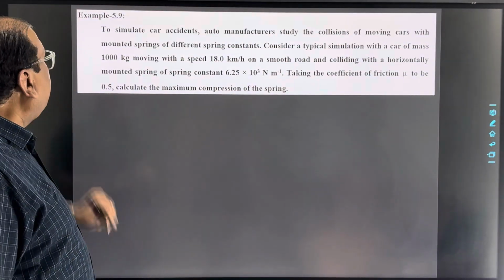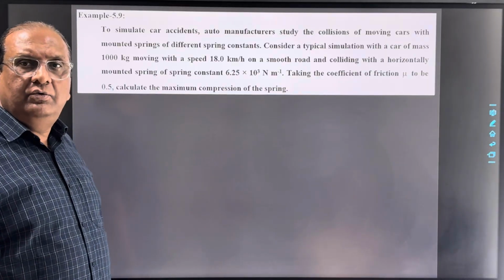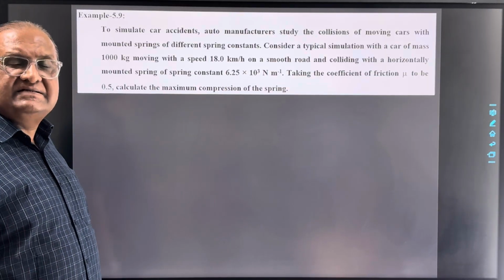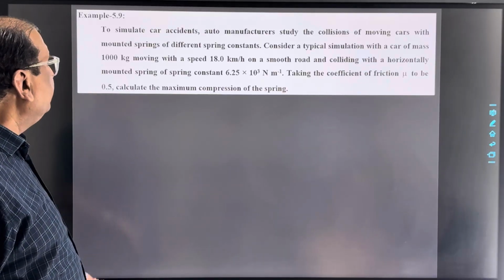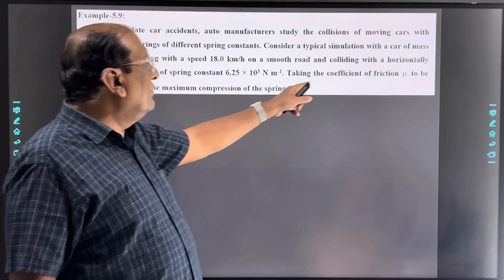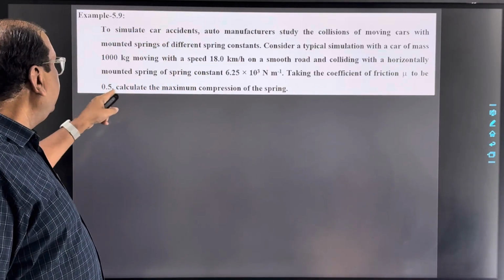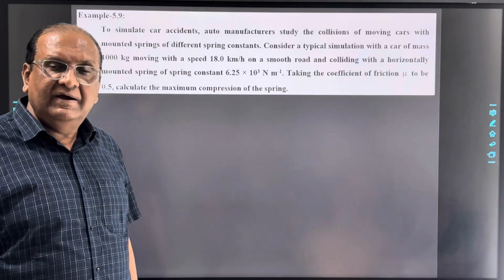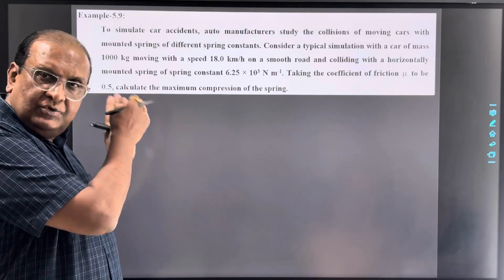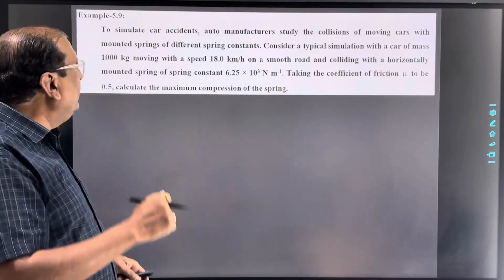Now example 5.9. Actually in the text it is given to you: the car taken in example 5.8, if it is moving on a road having coefficient of friction mu equal to 0.5, then calculate the maximum compression of the spring. But we take the entire question here, okay, and then we make some change in it.